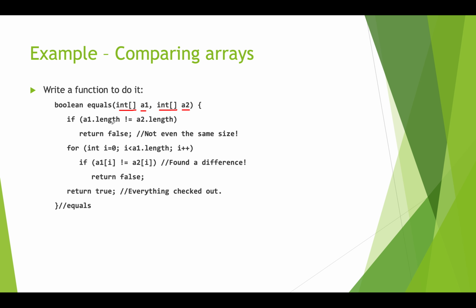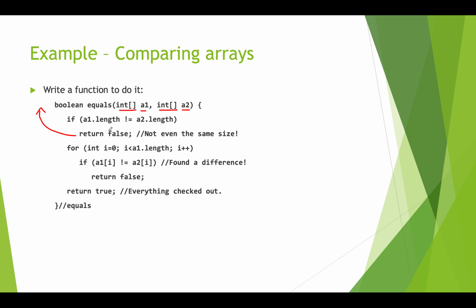So the very first check you want to do in this situation is to make sure that the lengths are actually the same. What we're doing here is an if statement that checks that the lengths are not the same. If A1.length does not equal A2.length, then we return false. This jumps us right out of the function. We stop, and we don't execute anything below here. We've returned false to say that no, they're not the same.